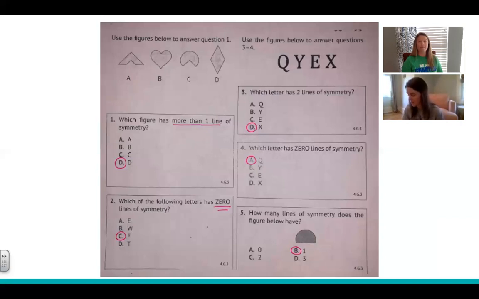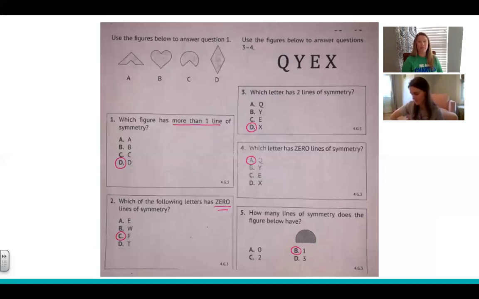Awesome. So now we're looking at the letters for 3 and 4. This is kind of like what you did with your name, symmetry, all the letters. We've done this in class, so it shouldn't be that hard. I think we did this right before it was e-learning. Number 3, which letter has 2 lines of symmetry? So if you go through, like Miss Patterson said, go through all of them. Q does not have a line of symmetry at all because the little foot that kicks out messes it up. Y has 1 vertical, E has 1 horizontal, and X can have 2 because it has a vertical and a horizontal. So X. Good.